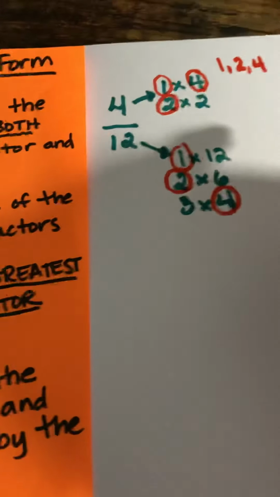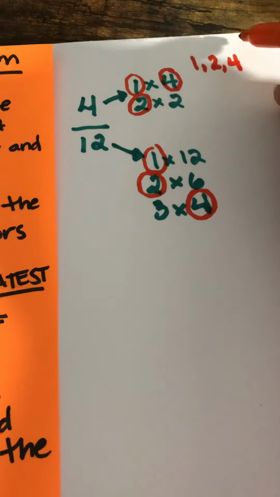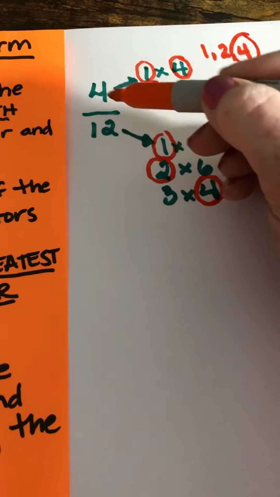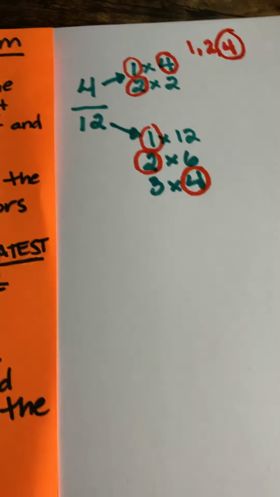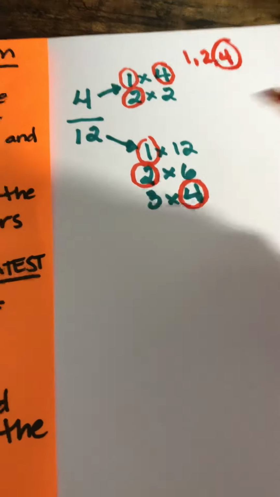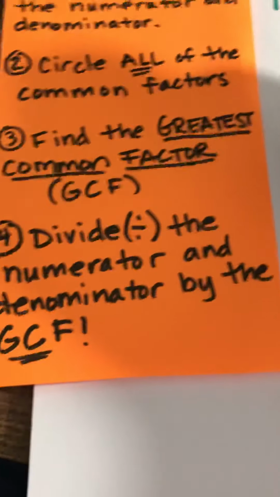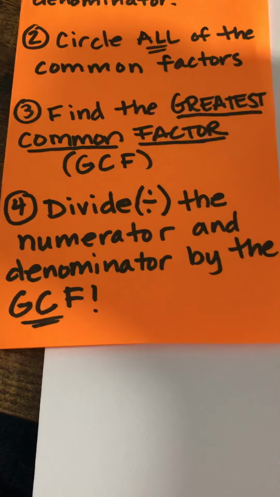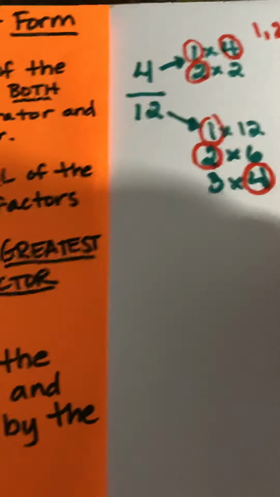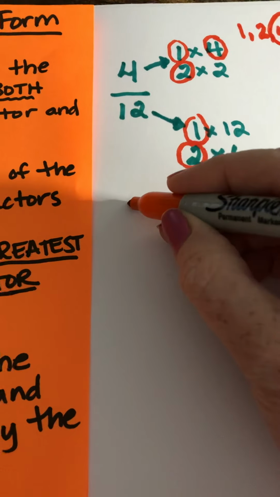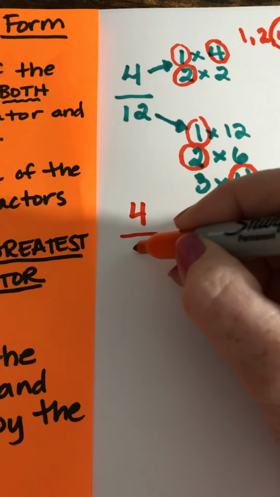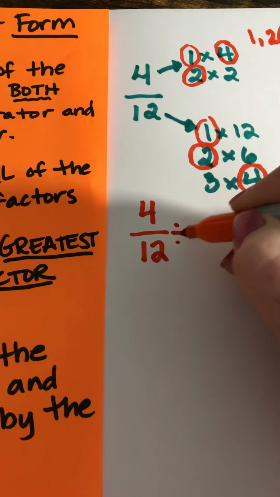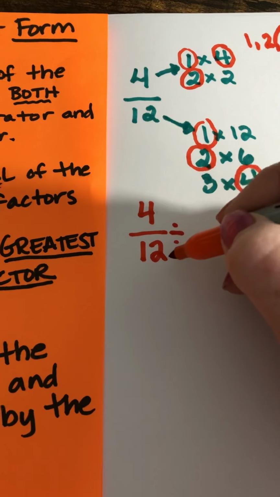So when we've done these two, we find that the greatest common factor that the numerator and denominator share is 4. So now I'm going to find my next step. Divide the numerator and denominator by the greatest common factor. I think it's easier if I rewrite the fraction, 4/12, and I divide, because remember, whatever we do to the top, we do to the bottom.